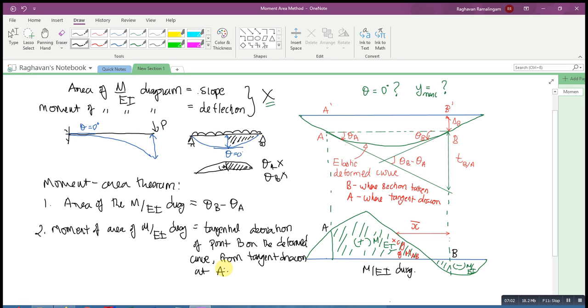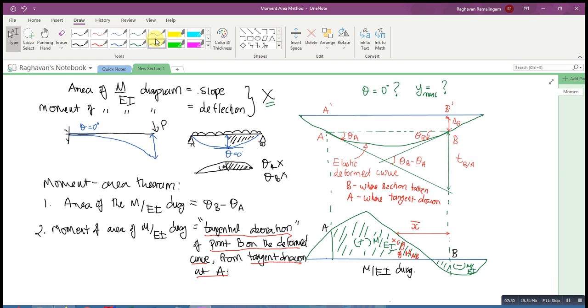Okay, so this is the actual statement of the second moment area theorem. So what does this particular word mean? Tangential deviation. That is the most important term that you need to know here. Tangential deviation of point B on the deformed curve from tangent drawn at A. Okay, so these are the three things that you need to look at.